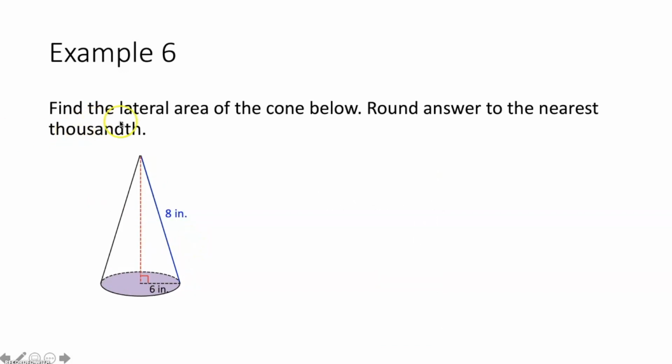Now example 6 is find the lateral area of the cone below. Round your answer to the nearest thousandth. So first thing we need to do is remember the lateral area of a cone formula. Well, it's the exact same as the lateral area of a pyramid formula. That would be lateral area is equal to 1/2 the perimeter of your base times your slant height. Only this time our base is a circle, and the perimeter of our base is the circumference of this circle, or 2 pi r. So I'm going to plug in 2 pi r for the perimeter of our base here.